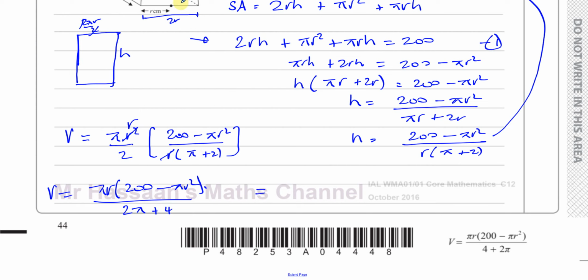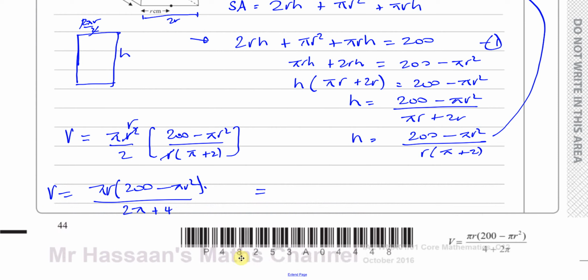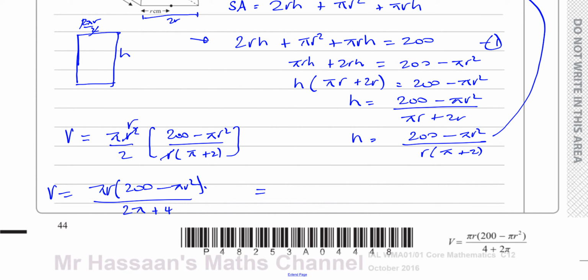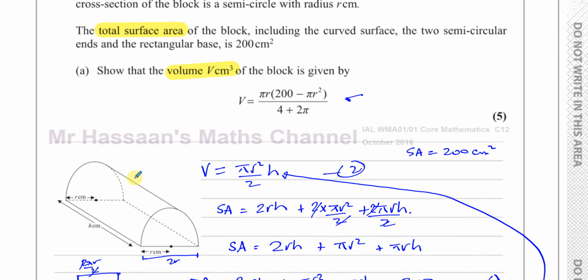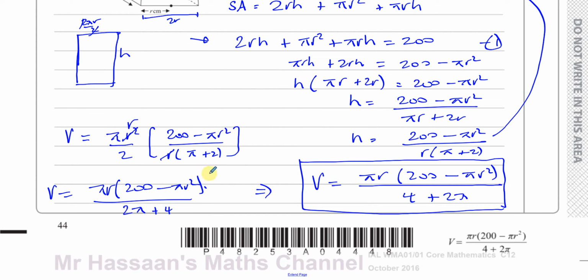Let me just write it in the same way as they require us to. I can say v is equal to pi r times 200 minus pi r squared divided by 4 plus 2 pi. It's the same thing. And there we have our answer, exactly how we're supposed to show it. So there's the answer to part A of the question. Now we're going to go on to part B.